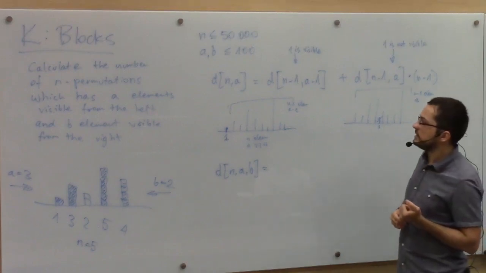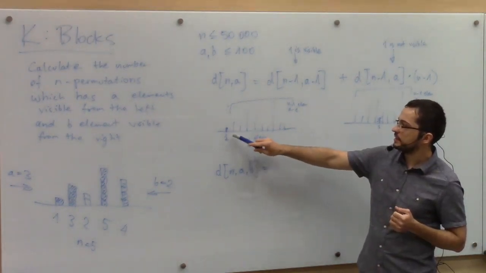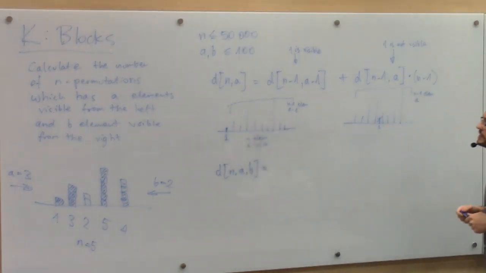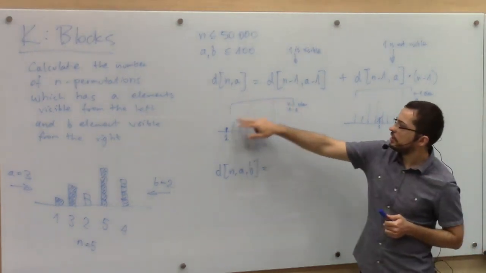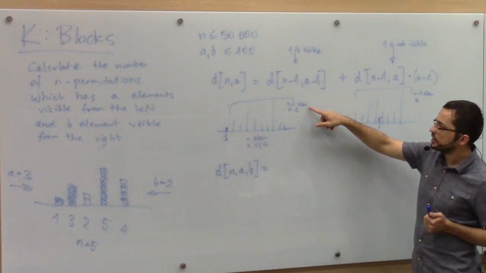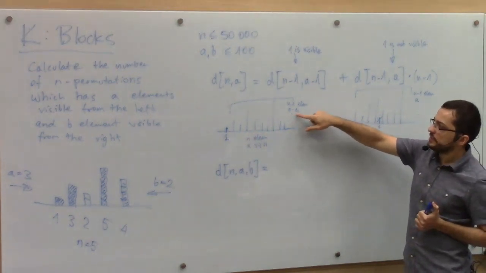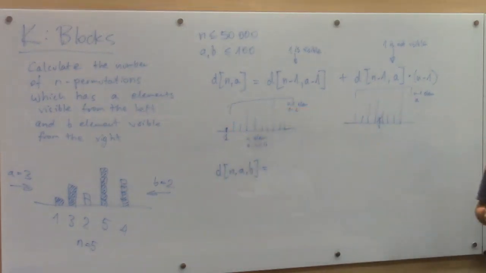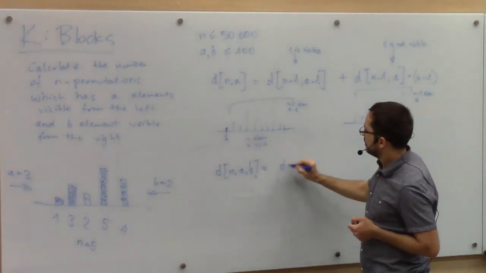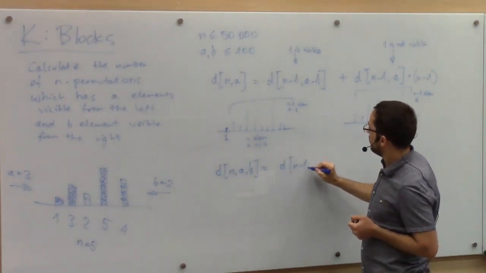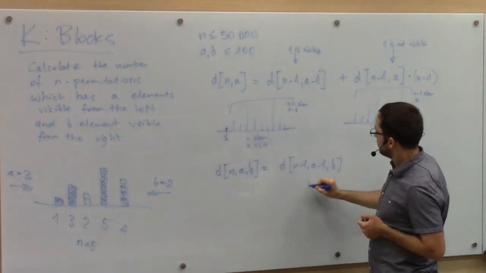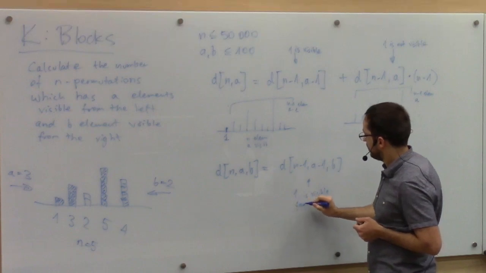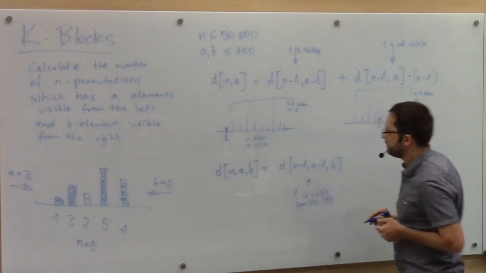Once again, one case is when the smallest element, so the element 1, is visible from the left. So if it's visible from the left, we can treat the rest of the guys as an n-1 element permutation. It has a-1 elements visible from the left because we removed 1, and still has b elements visible from the right. So it will be d n-1, a-1, b, and this is the case when 1 is visible from the left.